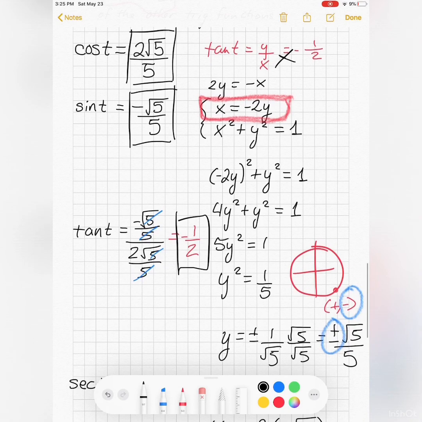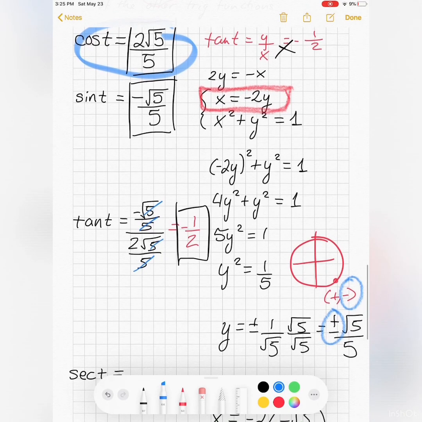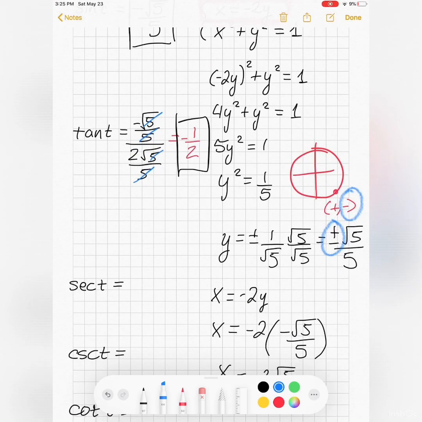Okay, secant is the reciprocal of cosine. So I flip this. So 5 over 2 root 5. So 5 root 5 over 2 times 5. These cancel.